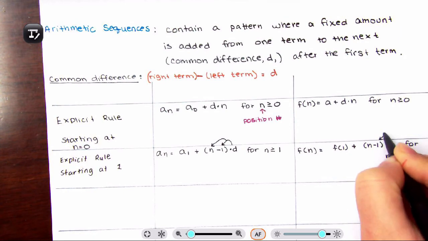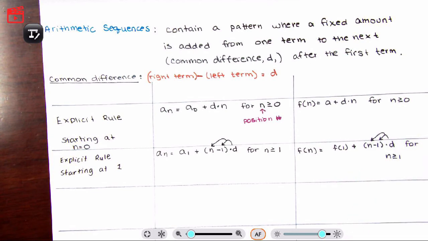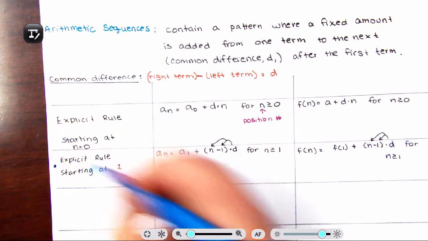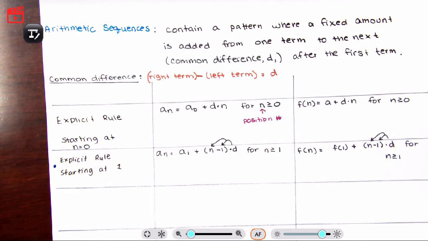Again, make sure that you are distributing the d, the common difference, not just the letter. All right, so explicit rules we're going to be loving for the majority of our time in class. We're going to be loving the ones starting at 1. Now, you will have explicit rules starting at 0, but they're just less often.